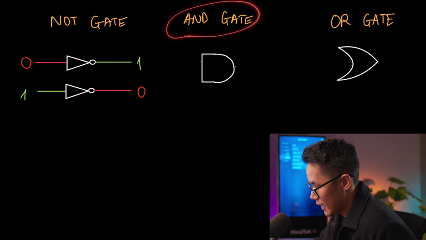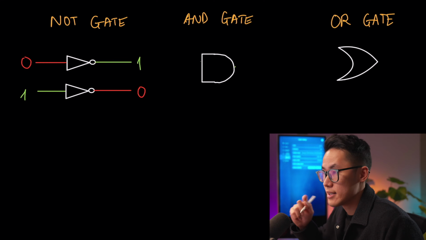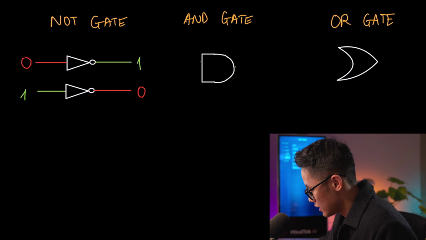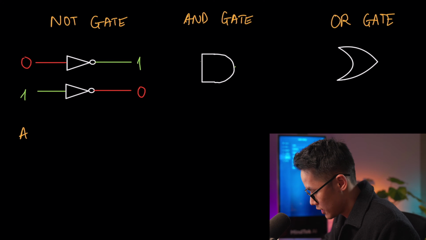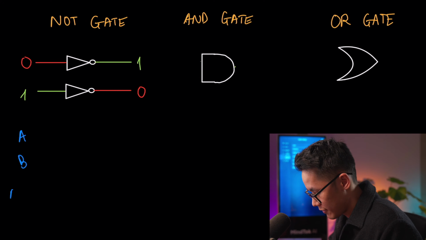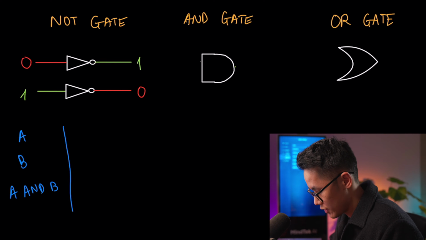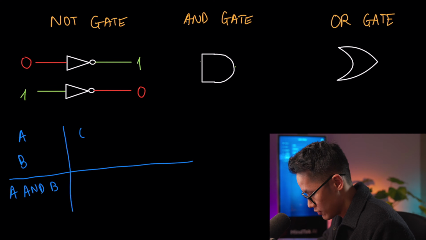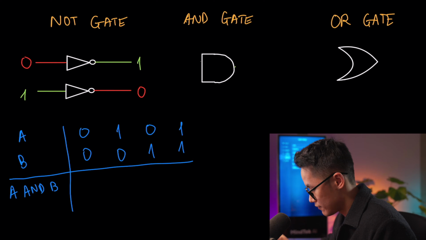Now, let's talk about the AND gate. And instead of thinking of it as logic, we have to think of it as electrical signal. So before we do that, let's just quickly draw a truth table for the AND gate. So I have A, B, and I have A and B. Okay, let's draw the truth table. I will have 4 combinations. So 0, 0, 1, 0, 0, 1, 1, 1.